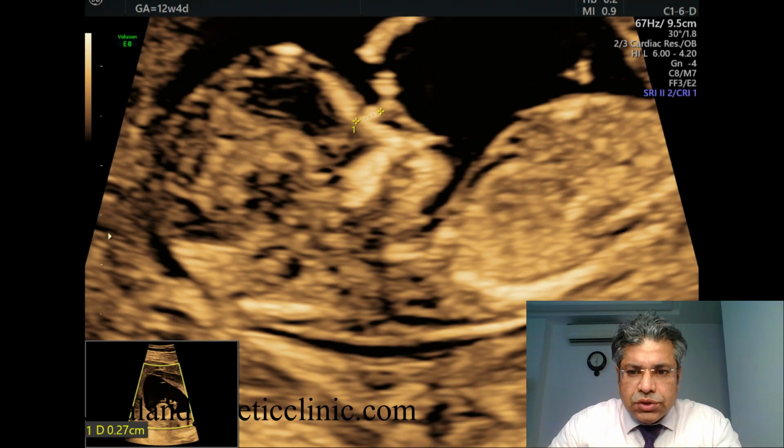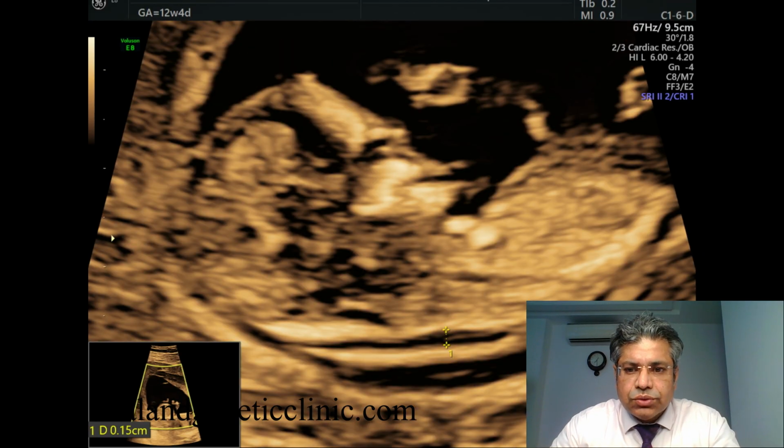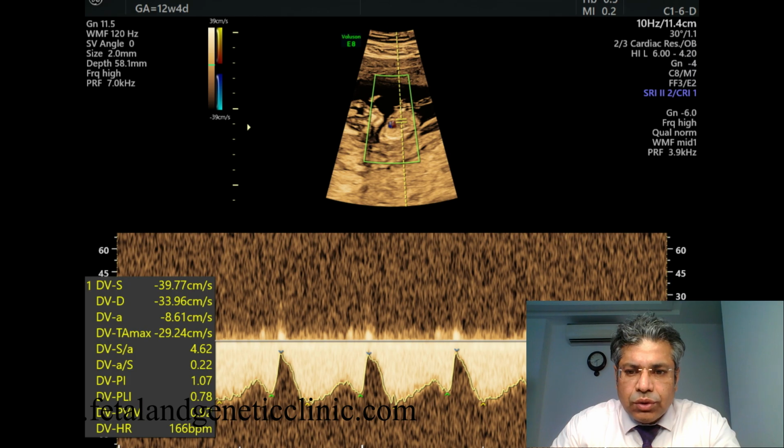So this is one of the cases that we will discuss in these slides, and I'll let you know how we counsel regarding this particular finding. This is a primary gravida, on whom we are doing the scan at 12 weeks and 4 days. The nasal bone is 2.7, and the nuchal translucency is 1.5 millimeters. Both of them are well within the normal range.